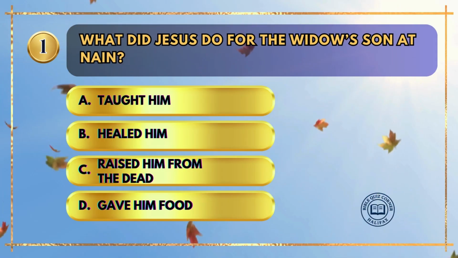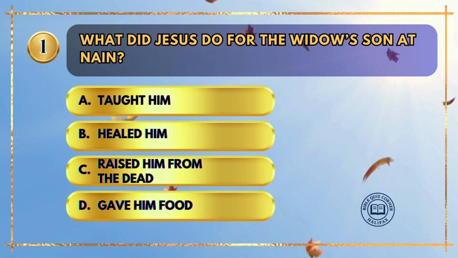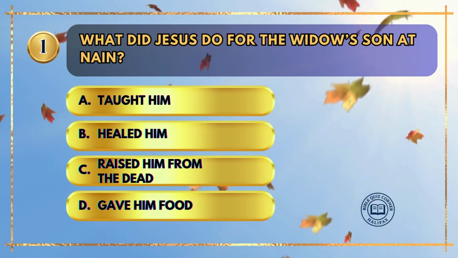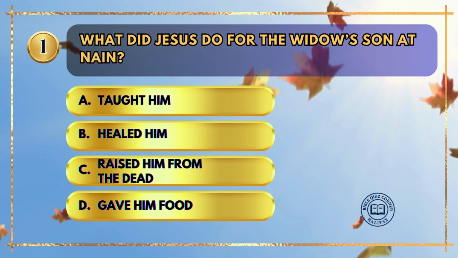Question 1. Let's go! What did Jesus do for the widow's son at Nain? A. Taught him. B. Healed him. C. Raised him from the dead. D. Gave him food.